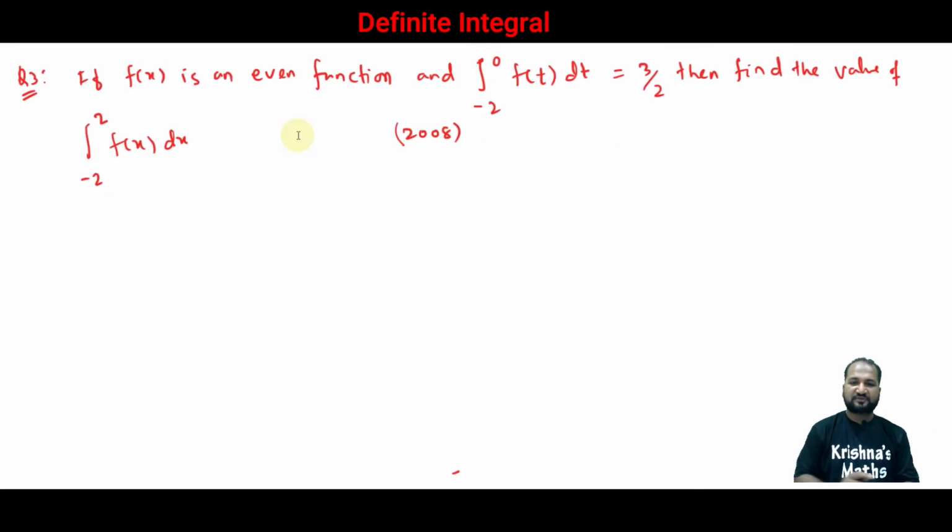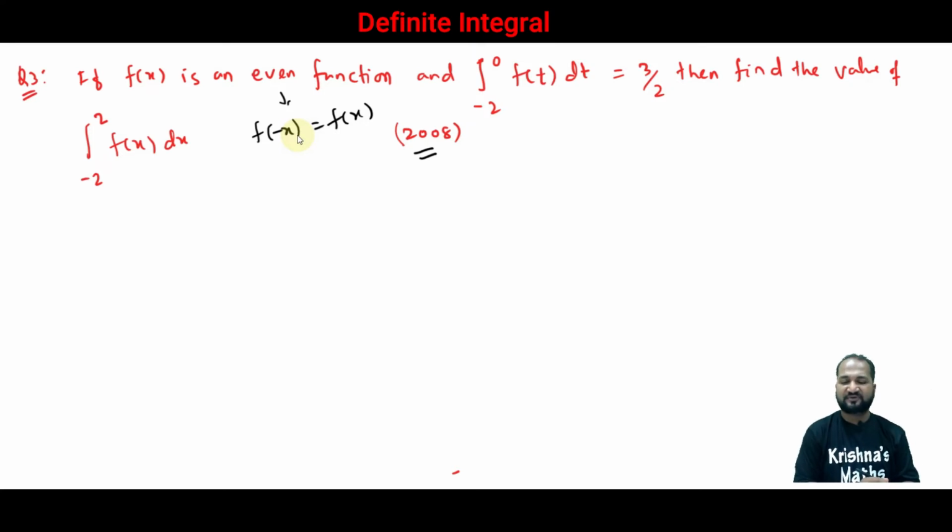Now, third question, 2008 came in 2008. If f of x is an even function, what is an even function? Even function is f of minus x will be equal to f of x, and if it is an odd function, f of minus x will be equal to minus of f of x.